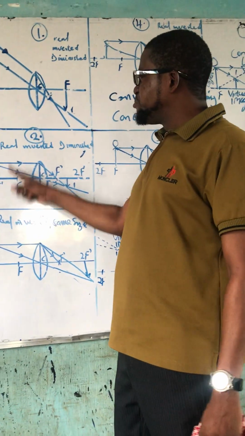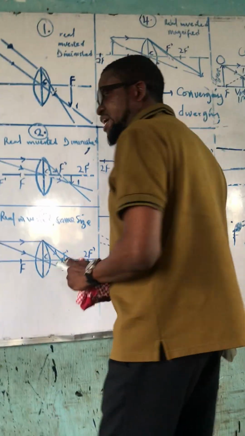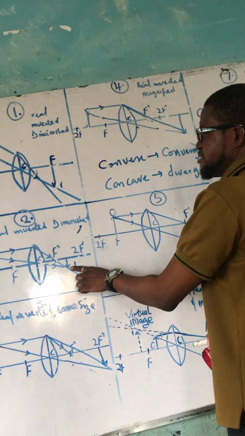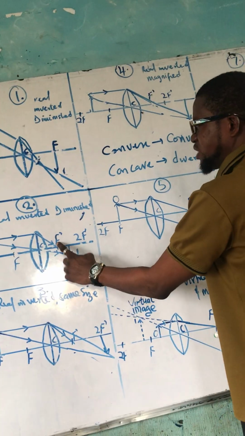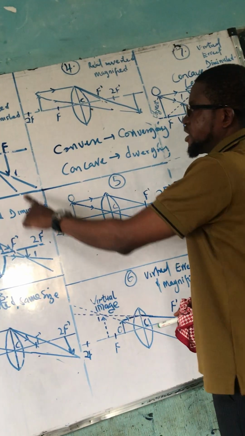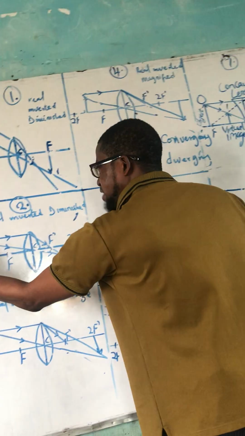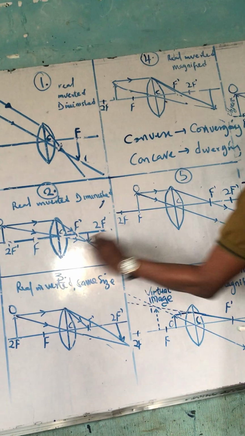So when the object moves beyond 2f, meaning when the object is situated at the back of 2f, then the image is expected to come in between f and 2f. You can see that the image is at f here. Now the image has been pushed. As the object is being pushed forward, the image too is being pushed forward.